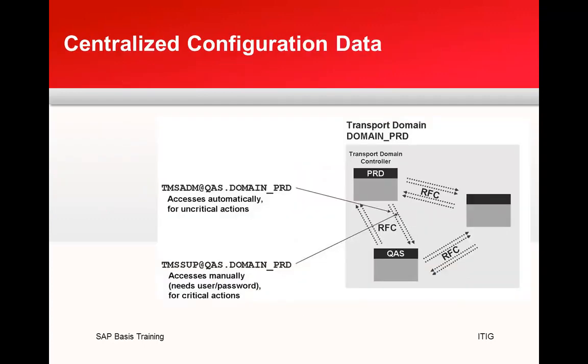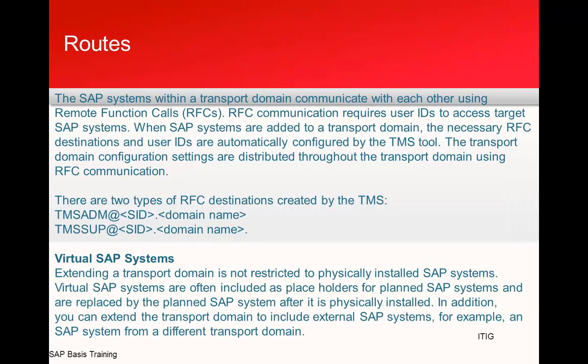Okay, centralized configuration data. So you have the transport domain. Basically these are the RFCs which are created, which access automatically. Then we have the different routes. Here you can see that the SAP systems within a transport domain communicate with each other using RFCs. It's pretty common. Basically all, or most, of the communication happens through RFCs.